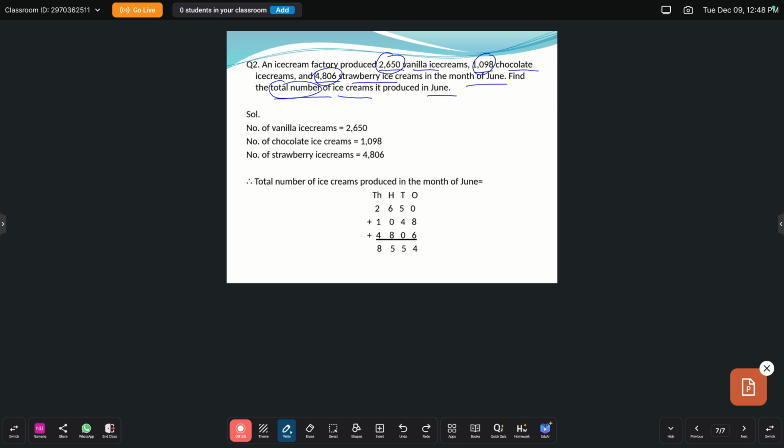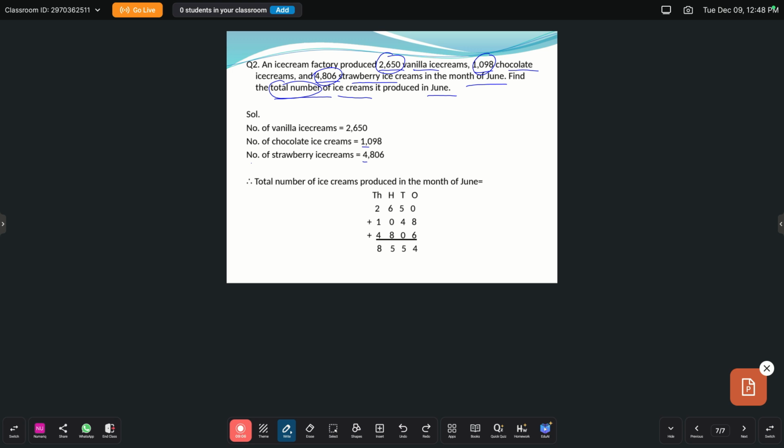We will write it like this. Number of vanilla ice creams. So what is the number of vanilla ice creams? It's 2,650. Then number of chocolate ice creams. What is the number of chocolate ice creams? It's 1,098. Number of strawberry ice creams. What is the number of strawberry ice creams? It's 4,806.